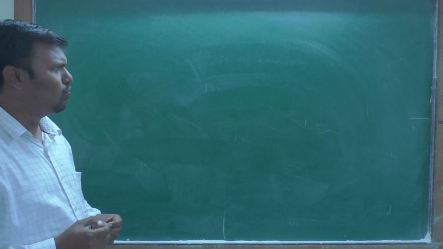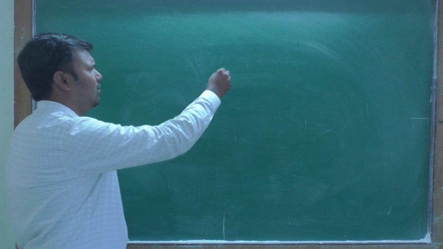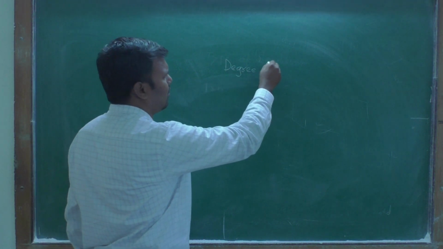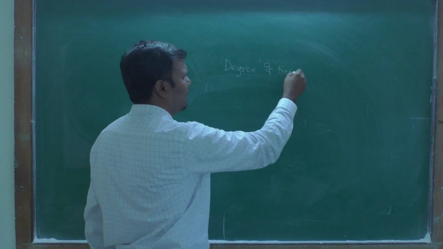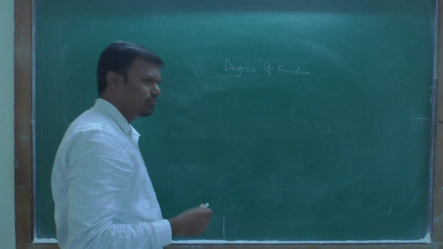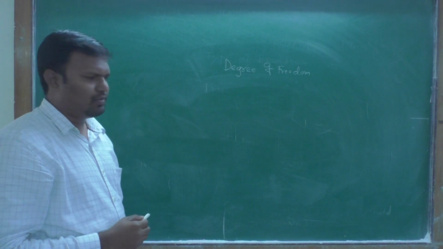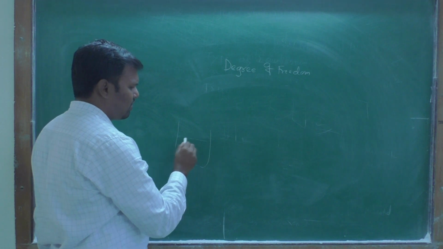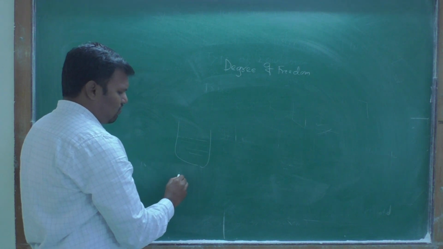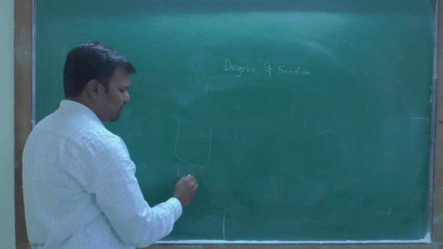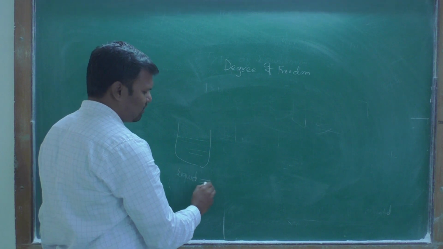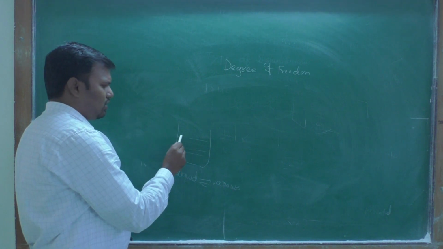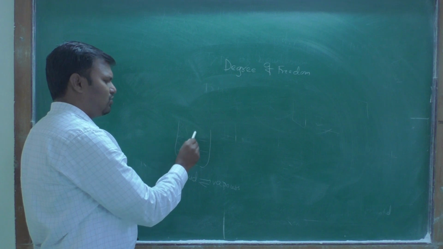Dear students, now we will discuss a very important topic, that is the degree of freedom of a system. Suppose we have a system where liquid is in equilibrium with vapors. There is a liquid and vapors are also there. Both are in equilibrium.